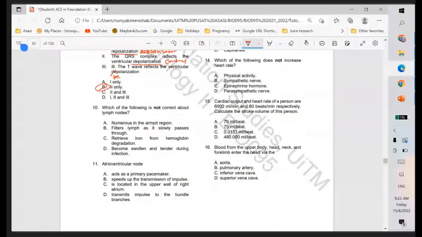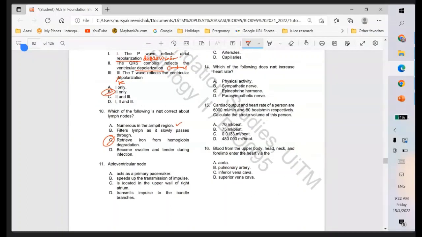Farah Nabila? Number 10. Which of the following is not correct about lymph nodes? The answer is C. Retrieve iron from hemoglobin degradation. Because A, B and D is related to the lymph nodes. Lymph nodes is numerous in the armpit region, neck and groin, and it becomes swollen and tender during infection because lymphocytes multiply rapidly. So the answer is C. Okay, boleh lah. Okay, betul. Retrieve iron from hemoglobin degradation.